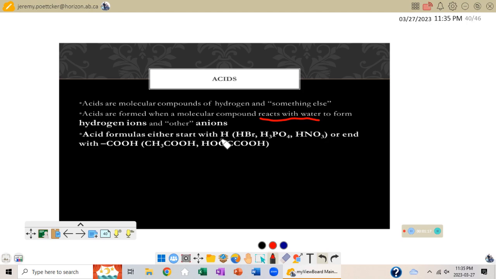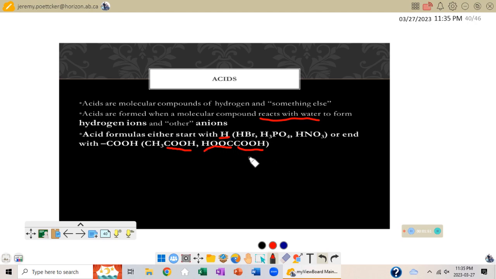Now, to look at a chemical formula and try to identify it, there's two types. They start with H, okay, so HBr, H3PO4, HNO3, or they end with COOH. So a couple examples here that you could see, and you could name all 5 of the ones on this page. CH3COOH, there's that thing that tells us it's an acid. This is a fun one here because it's actually got a COOH at the end, and it has an HOOC, or in mirror image, COOH at the beginning.